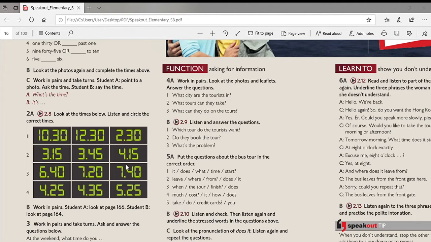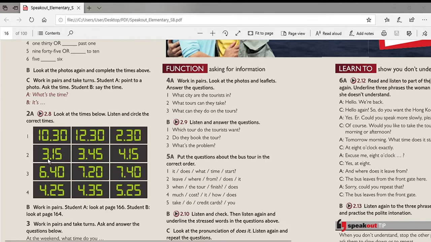The next exercise is: look at the times below, listen and circle the correct time. We will not listen, we will just say the time. So the first row, we can say it in two options. The first is 10:30, 12:30, 2:30.